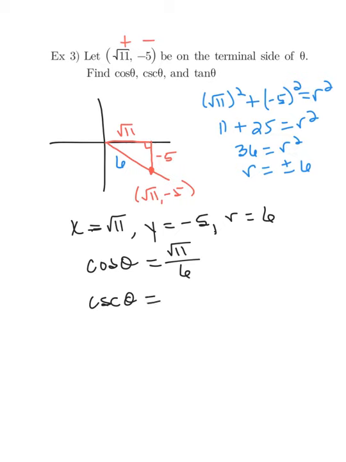Cosecant of theta is the reciprocal of sine. It's r over y. So we're going to have 6 over negative 5. You can rewrite that as negative 6 over 5, make the negative out front, but it's fine either way. Tangent of theta is y over x, so we're going to put negative 5 over square root of 11, and we're done.